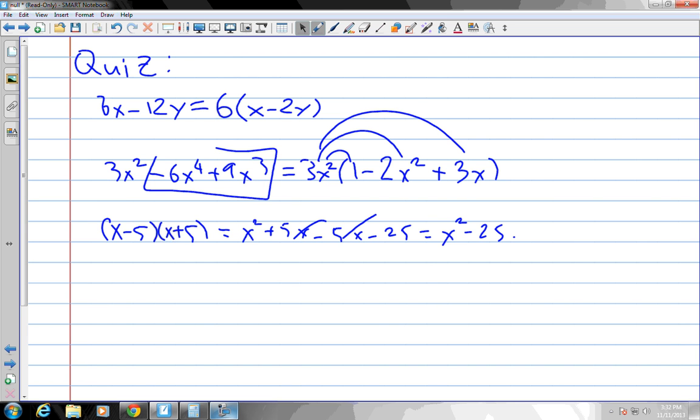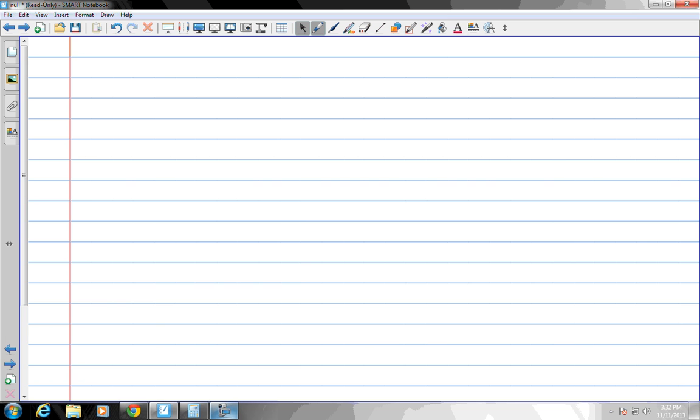All right, back to factoring by grouping. Let's try this one. 3x to the 4th minus 3x cubed minus 15x squared plus 15x. So how would we go about this one?